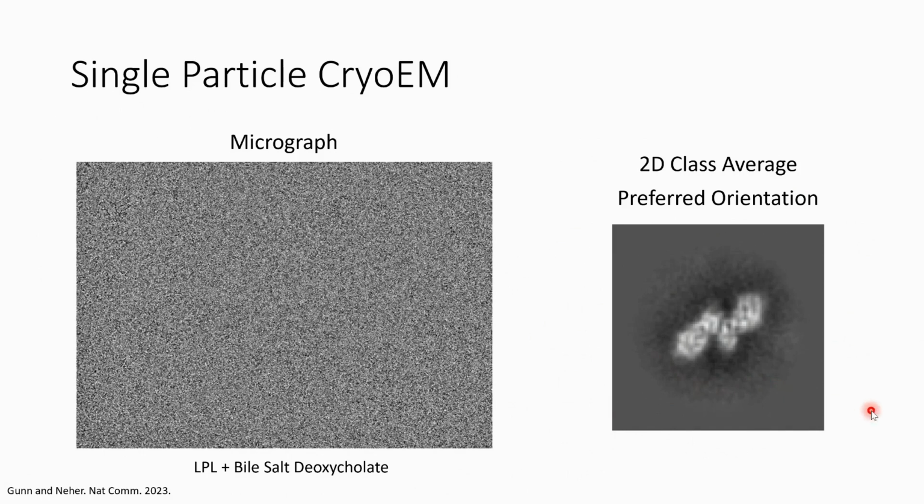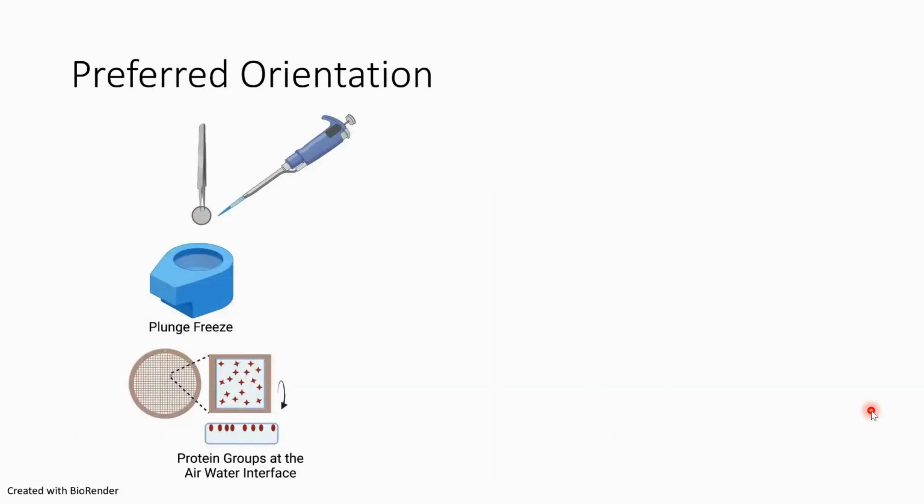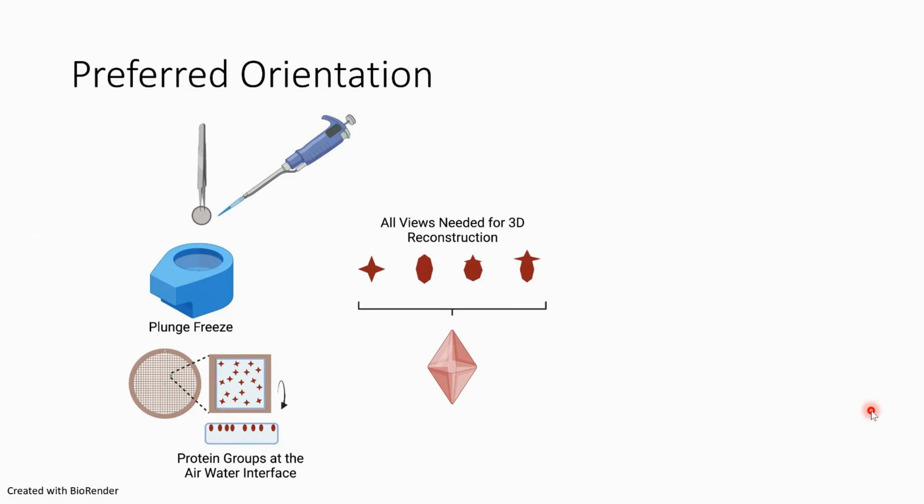However, it also revealed there was maybe a small issue, which is that LPL was adopting a preferred orientation. A preferred orientation occurs in CryoEM when protein groups at the air-water interface. Basically the idea is that after you apply your sample to the grid and plunge freeze it, the protein associates at the air-water interface. The reason this is a problem is that if you want to do a 3D reconstruction of a particle, you need to have multiple different views of that protein. If you only have a top view, you're not going to be able to generate the entire structure. CryoEM relies on being able to see it from many different angles.